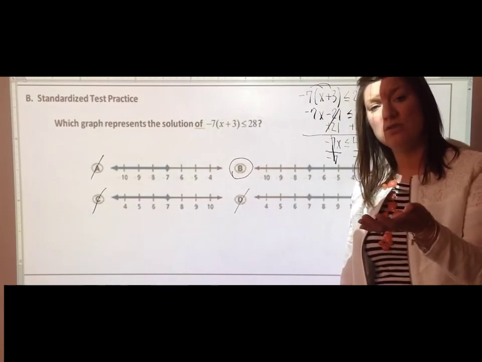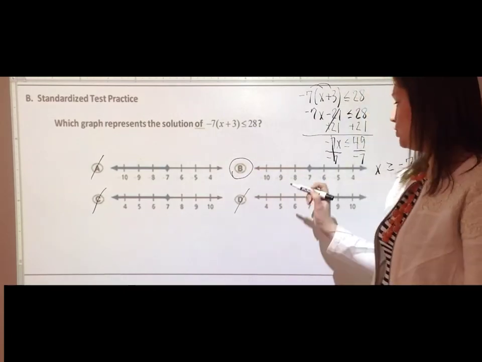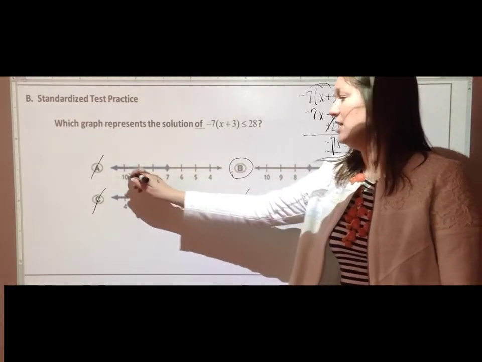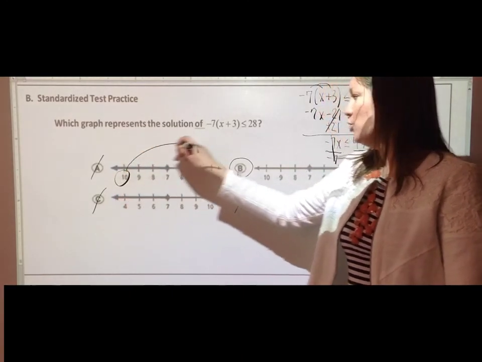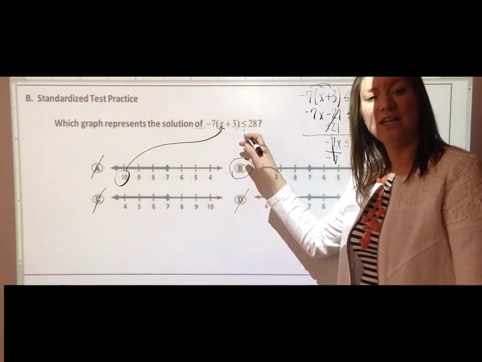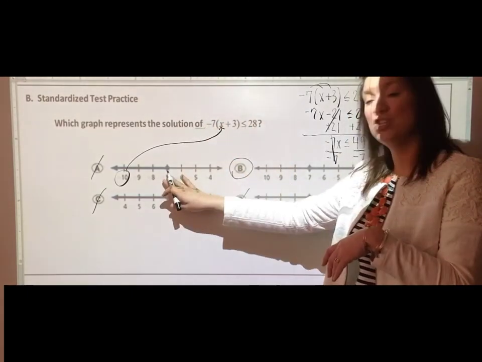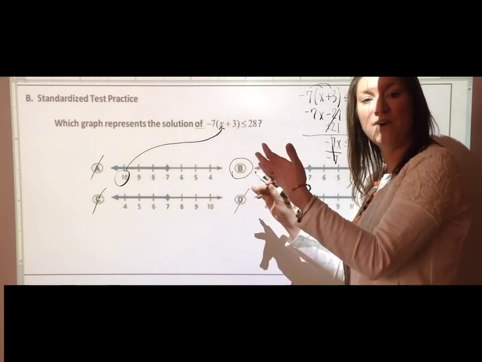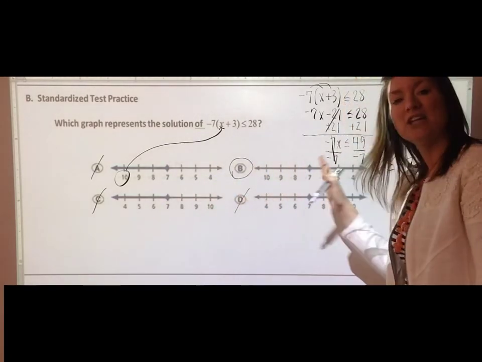You could have also chosen a different strategy where you would choose a number in the shaded region. Let's say we pick -10. You will plug it in for X. Simplify your inequality. If it comes out true, then that should be the correct answer. If it comes out false, then you have to go to B and choose another one.